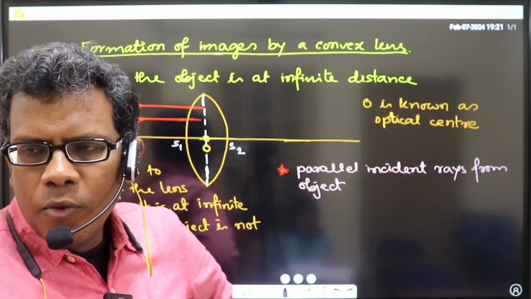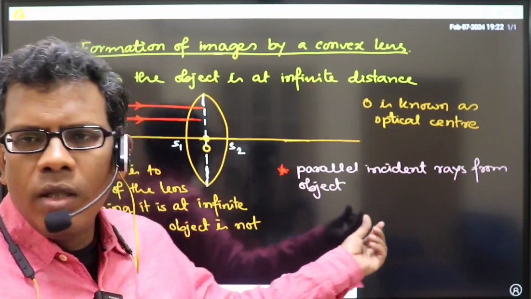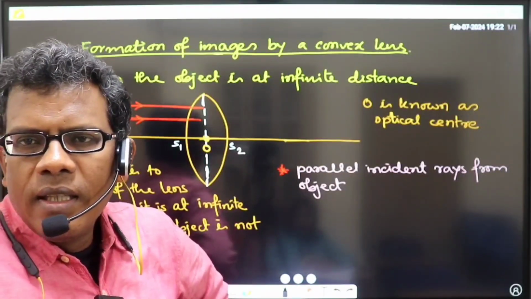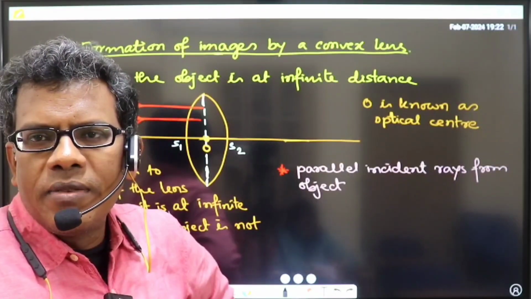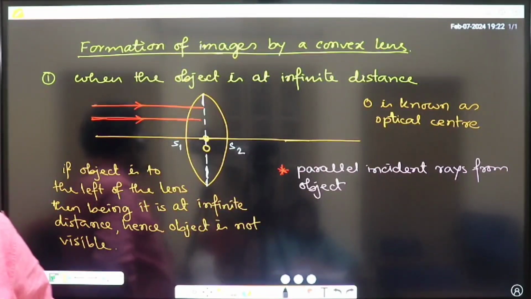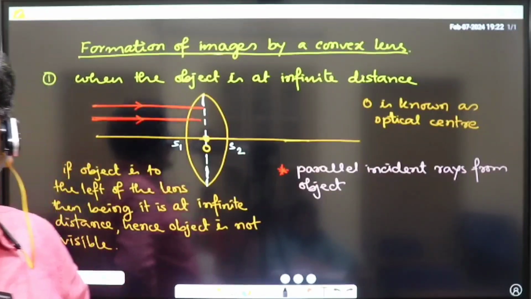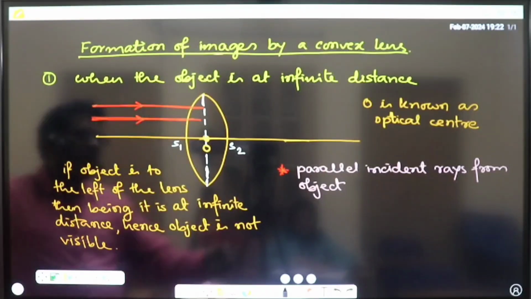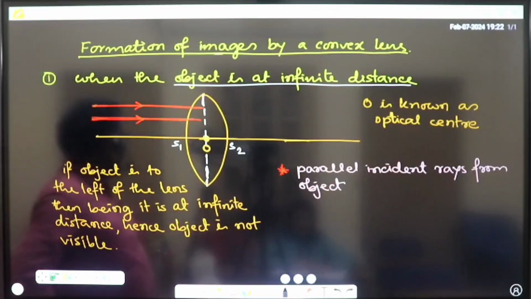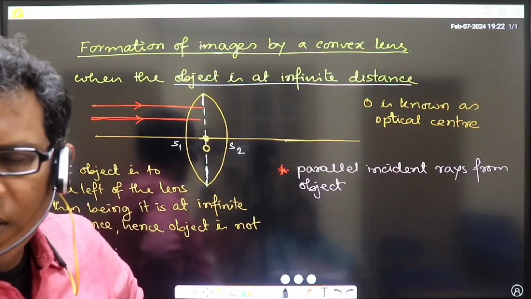Are you getting me? We can always show the object with a symbol of a dot or with a vertical line, indicating the object is visible to us with respect to the mirror or lens, either to the left of it or to the right of it. Is it clear? But whenever we use a term like object is at infinite distance, that means the object is far away from the mirror or lens, right?